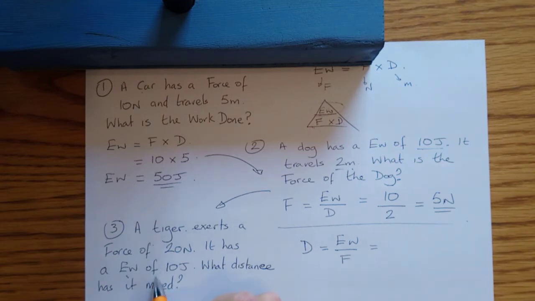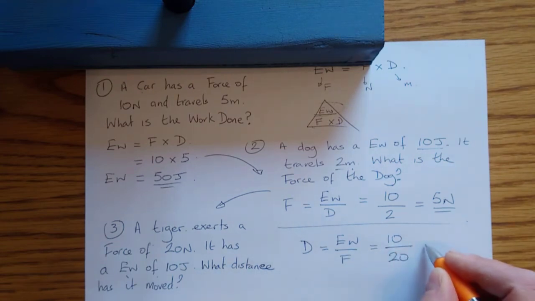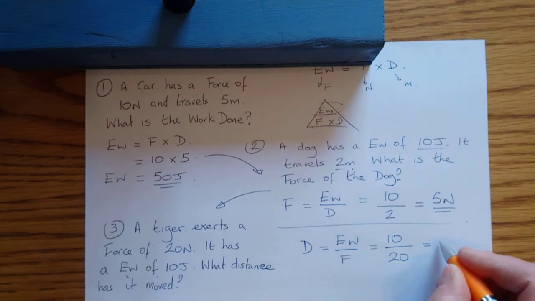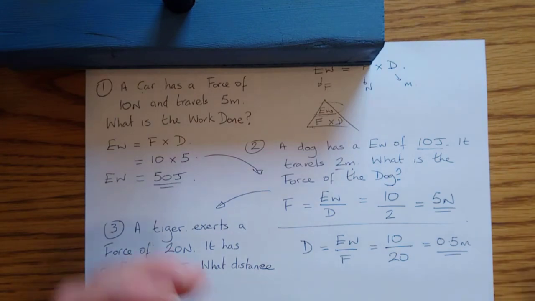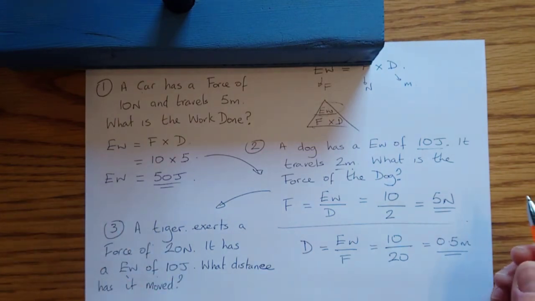So 10 joules is our energy, or work done, divided by 20, so that's going to be a half, 0.5, that's 0.5 metres, remember, because the distance is in metres. That's also equivalent to 50 centimetres as well. So 3 different ways of working it out.